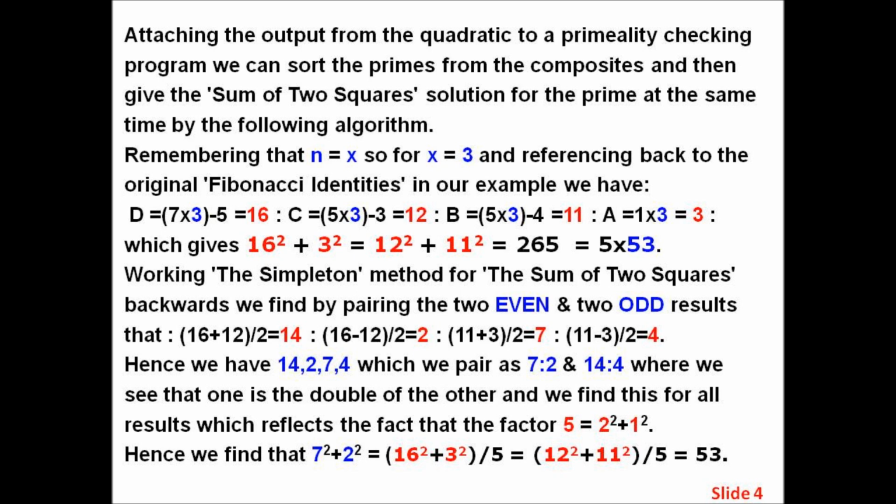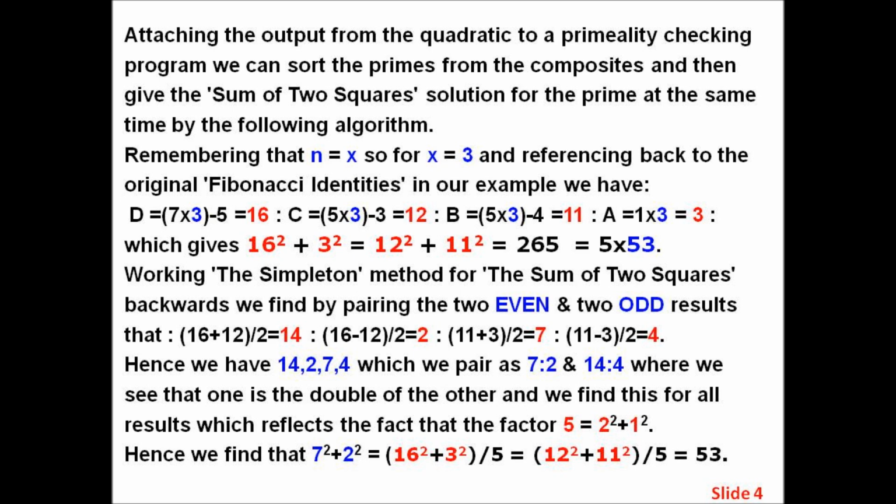Remembering that n equals x, so for x equals 3, and referencing back to the original Fibonacci identities in our example, we have d equals 7 times 3 minus 5 equals 16. C equals 5 times 3 minus 3 equals 12. B equals 5 times 3 minus 4 equals 11. A equals 1 times 3 equals 3, which gives 16 squared plus 3 squared equals 12 squared plus 11 squared equals 265 equals 5 times 53.